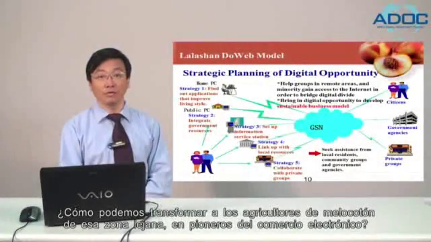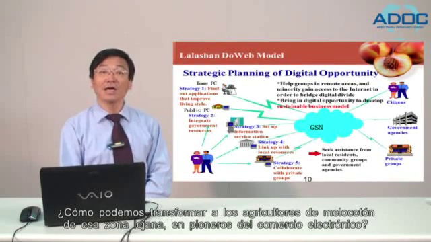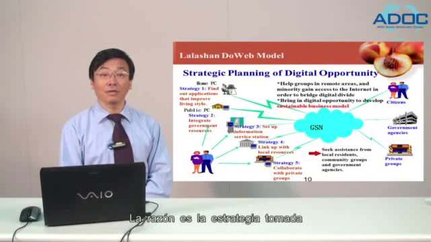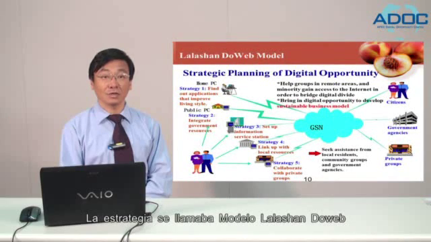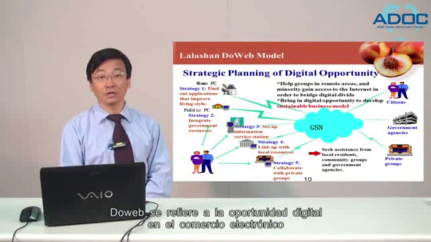How can we transform peach farmers from a remote area into pioneers in e-marketing? The reason is the strategy that we have taken. The strategy was called the Lalashan Do-Web model. Do-Web stands for Digital Opportunity within e-business.